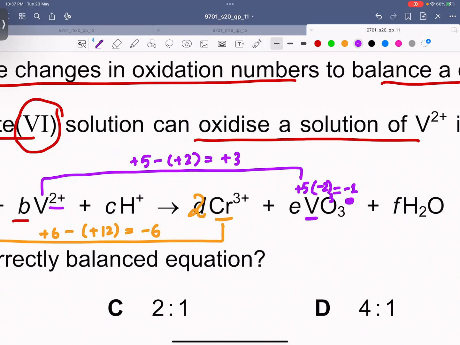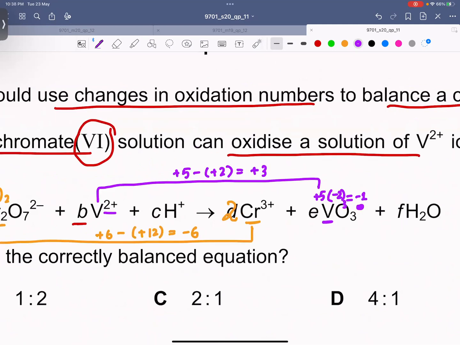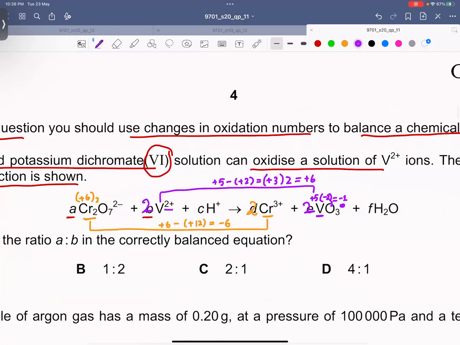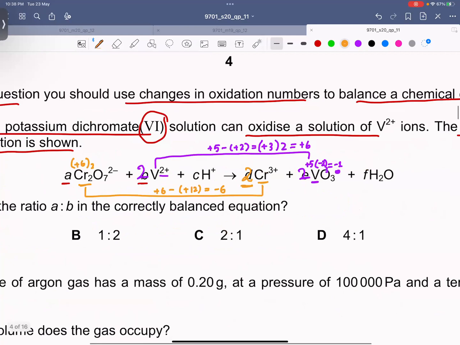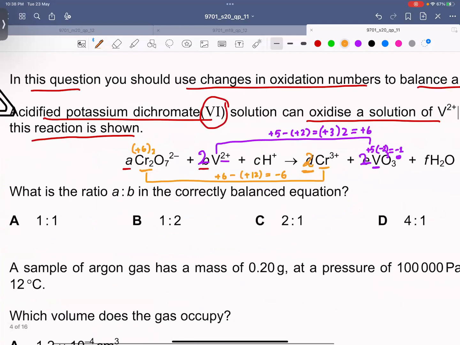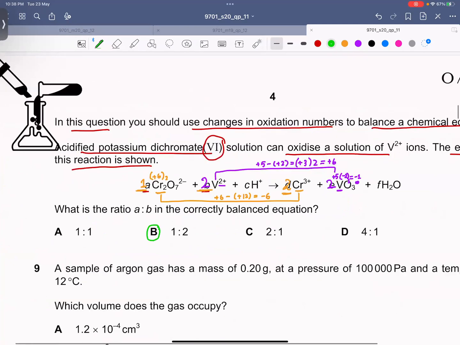But the oxidation number must be balanced. So make it times 2 to make it +6. If I do this, I have to put a 2 over here and I have to put a 2 over here. Now we got the exact ratio of the moles of the dichromate and vanadium. And if you look at these moles, if I put the 2 over here, then it means that A must be equivalent to 1 only. So if A is 1 and B is 2, the ratio would be 1:2, which makes B correct and the rest of the 3 options wrong.